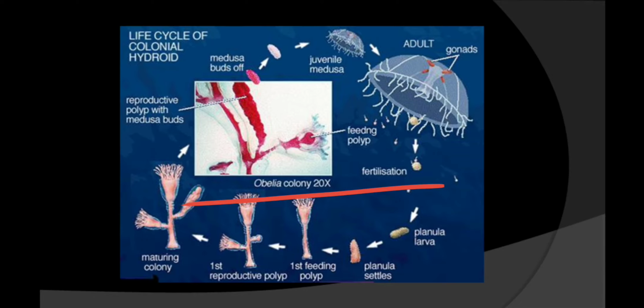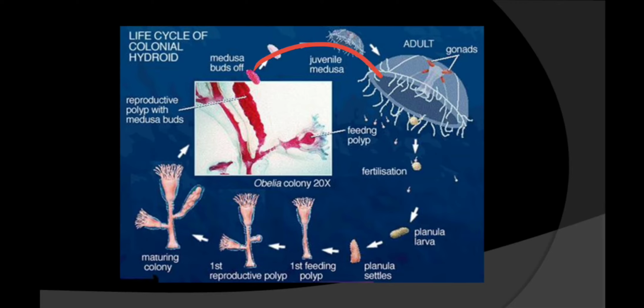Now observe this figure. Here you can see the polyp of the organism. This is the reproductive polyp with medusa buds. This polyp reproduces asexually and forms buds. These are the medusa buds, and they give rise to the medusa.